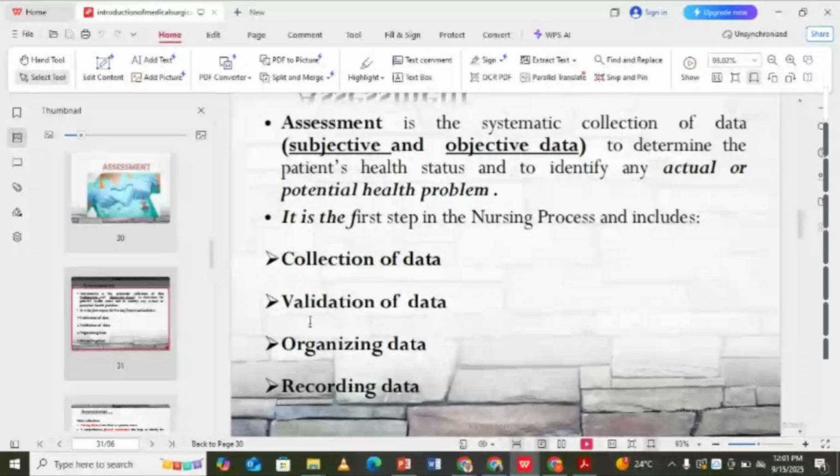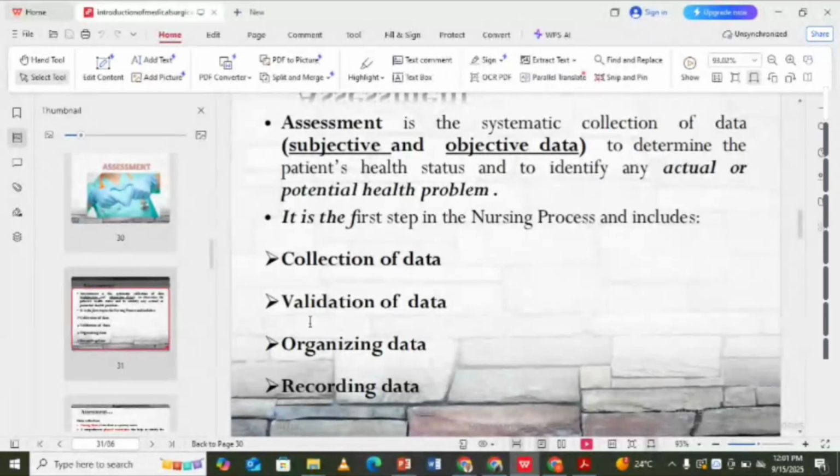Seeking clarification from ambiguous or vague statements. Sometimes the patient may tell you statements that seem vague, or that are not making sense to you. So seek clarity on those statements. Verify with additional observations.